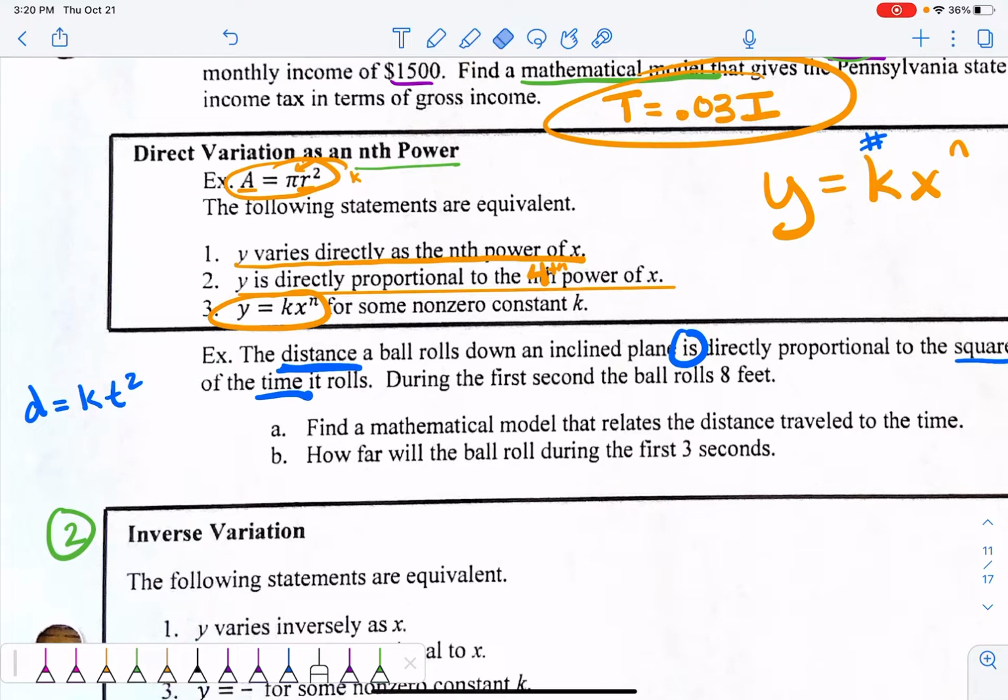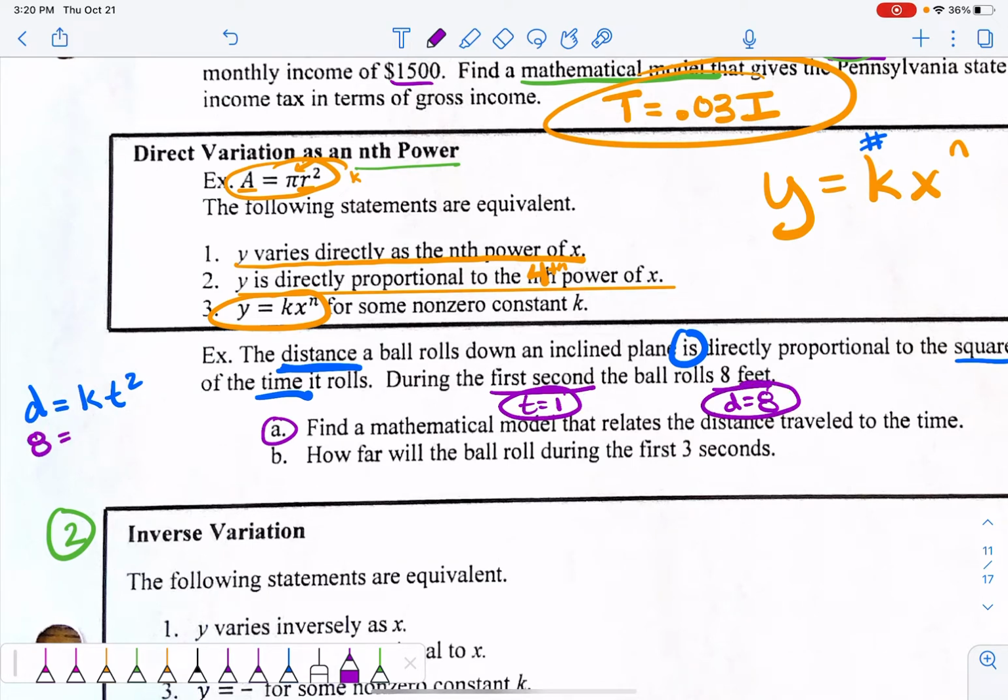During the first second, so that's talking about time here, when t equals 1, the ball rolls 8 feet. Our distance is 8, okay? So, in part A, they say find a mathematical model that relates distance and time. Basically in part A, they're saying solve for k and tell me what the function is, all right? So, that's where we use t equals 1 and distance of 8.